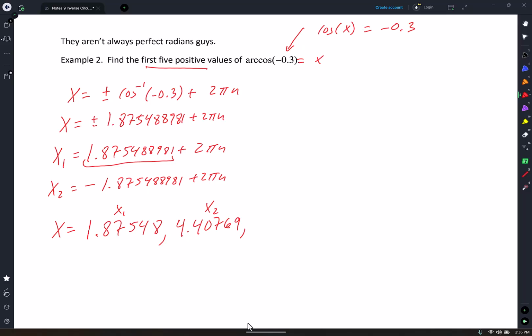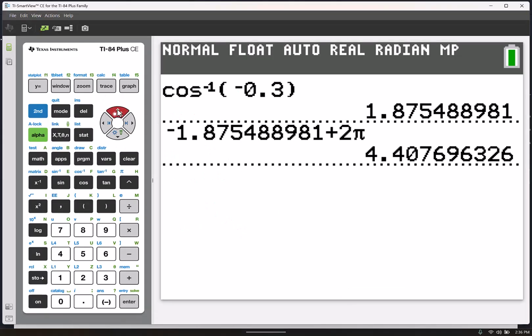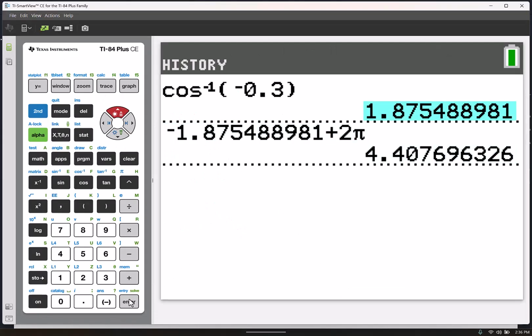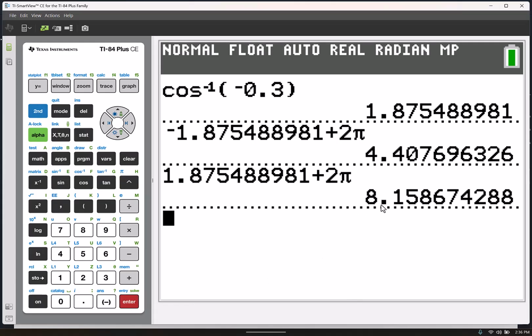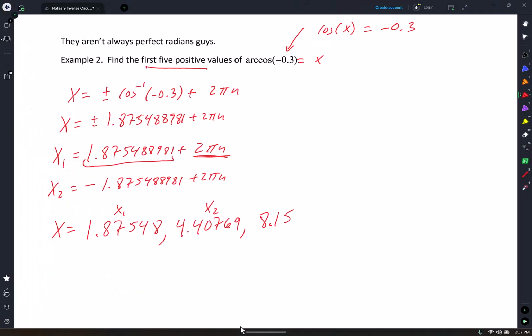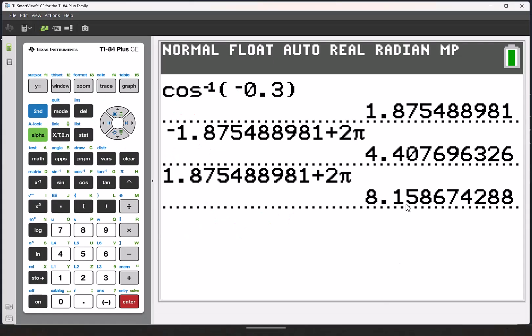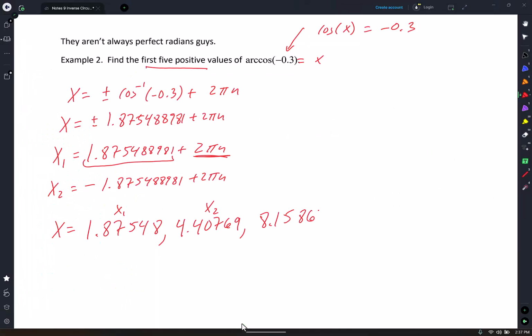The next one's going to come from x1. I take the positive 1.8754889, and I'm going to add 2 pi. So all I do is scroll up. There's my positive one. Push enter. Plus 2 pi. Enter. And there it is: 8.15867. That one came from x1, from this one, plus 2 pi. All right.